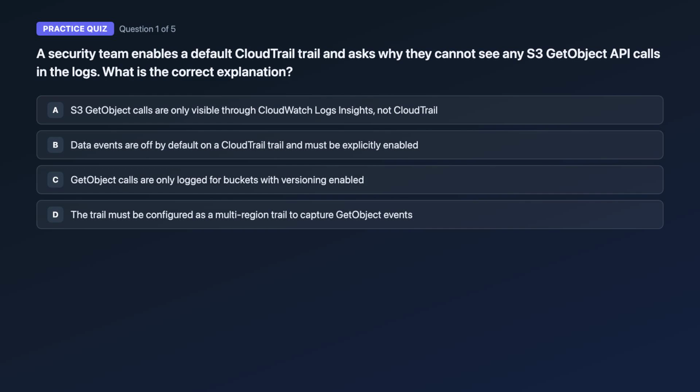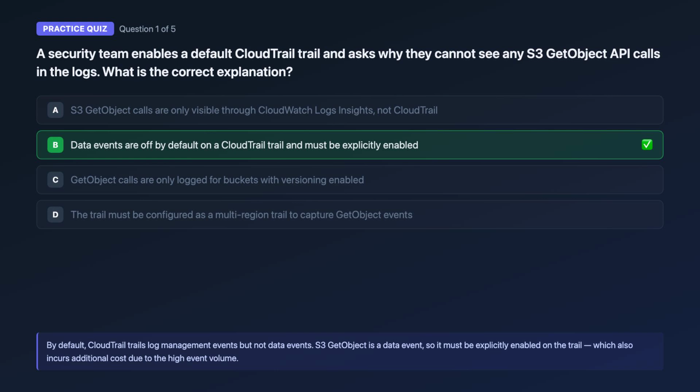B, data events are off by default on a CloudTrail trail and must be explicitly enabled. C, GetObject calls are only logged for buckets with versioning enabled. Or D, the trail must be configured as a multi-region trail to capture GetObject events. Take a moment to think about it.